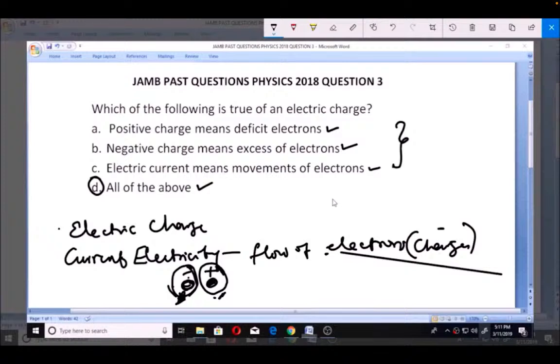for electric charge. So for electric charge, like I said, the electrons are negatively charged, so when they are in excess, you expect a negative charge. The protons are positively charged. When the electrons are deficit, which is opposite of excess, you expect a positive charge. Then electric current is also the movement of electrons. So all these three are correct. So D is the right answer for this.